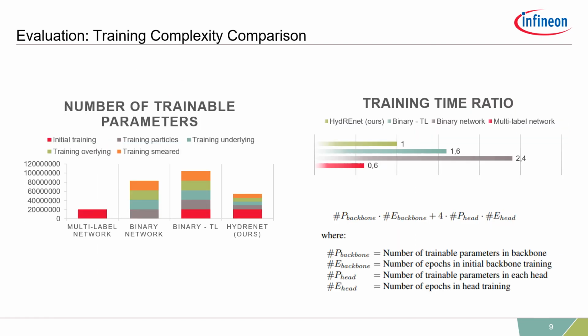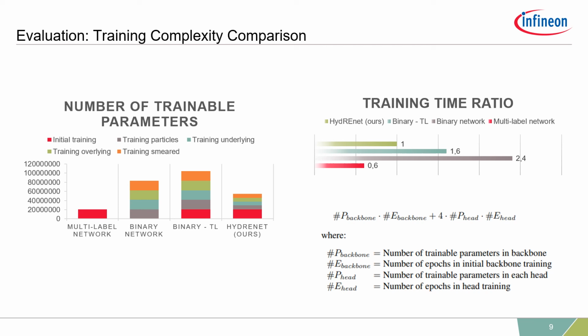In a second step, we compared the network architectures in terms of their training complexity. This evaluation is crucial for us as we have a dynamic environment due to the continuous technology shrinking and the highly manual process. In the left figure, we compared the number of trainable parameters of each architecture. The HydREnet saves parameters by limiting retraining to 1 head rather than an entire network. The multi-label network has only few parameters but has no option to retrain individual classes. This is a clear disadvantage regarding the training flexibility.